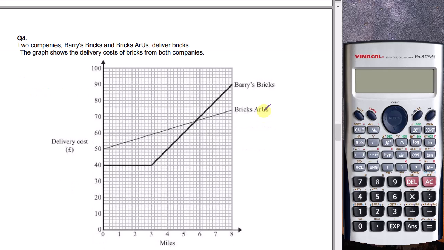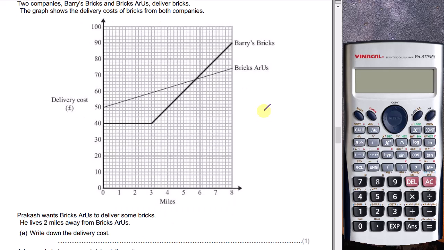Question 4, another weird little one, different things. How much does it cost per mile to deliver the bricks instead of times? It lives 2 miles from Bricks R Us, so it's 2 miles from there. How much will it cost? So this is, first of all, part A, 2 miles from Bricks R Us.